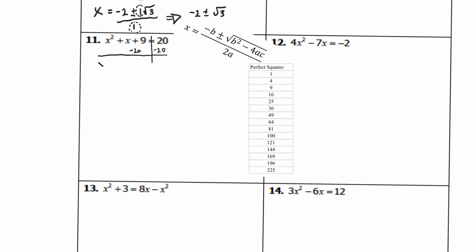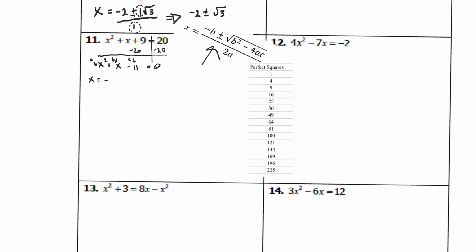So this isn't that big of a deal. I've got x squared plus x minus 11 equals 0, and now I'm ready to go with the quadratic formula. So here we go. X equals opposite b. Now remember, a is an invisible 1, b is an invisible 1, and c is negative 11.